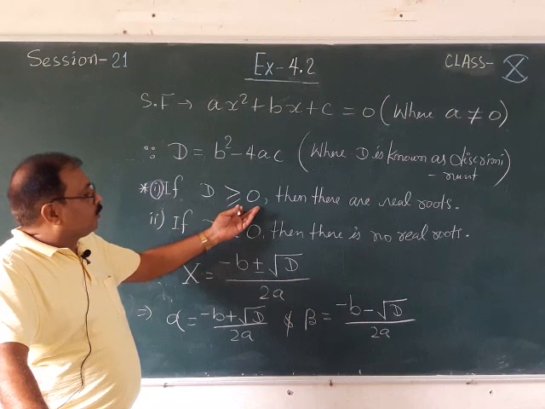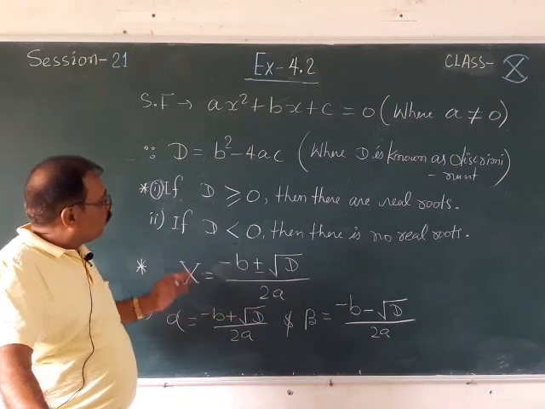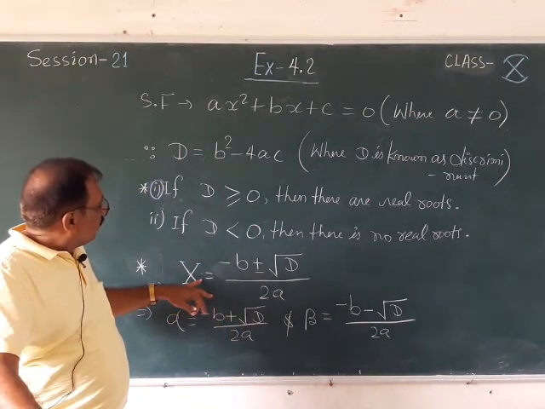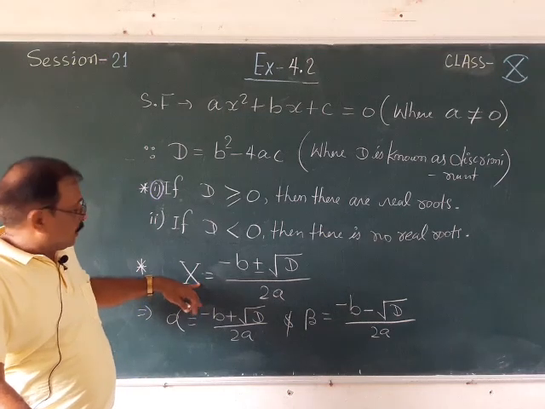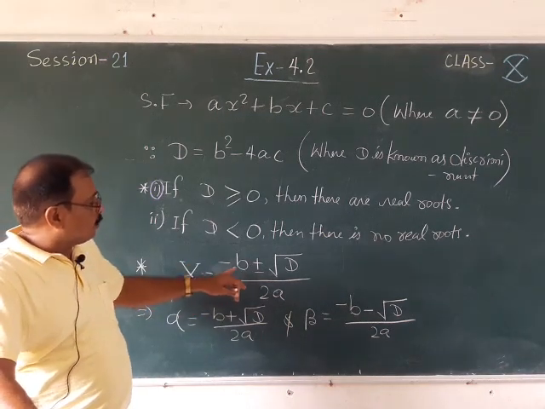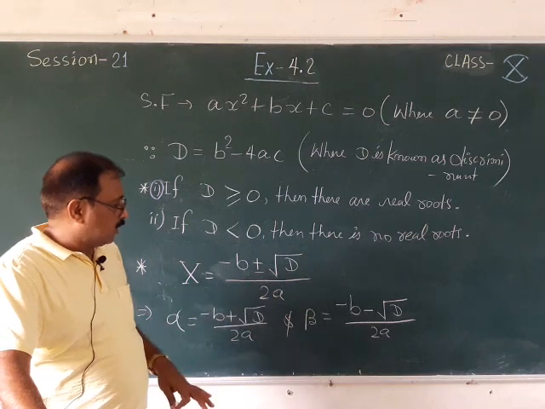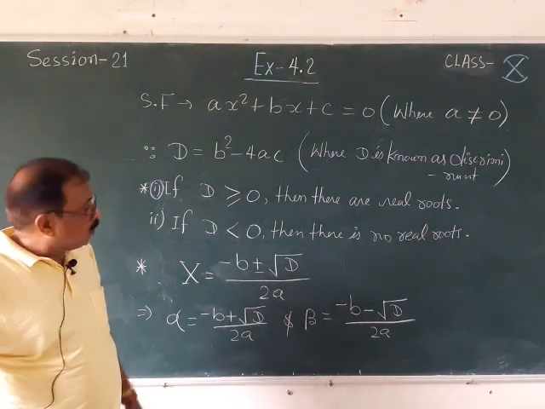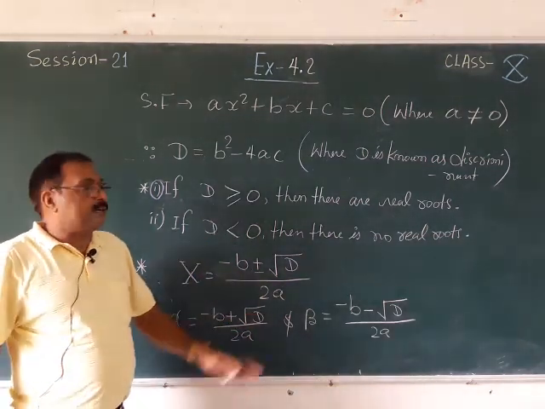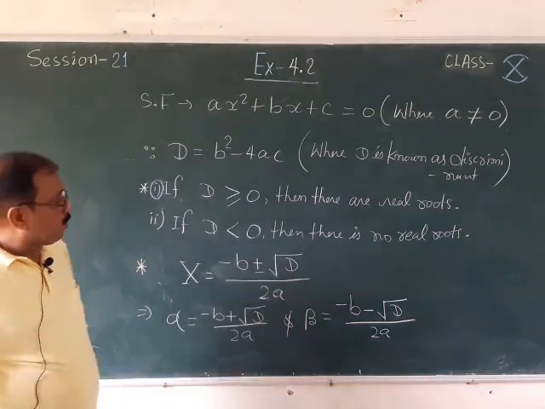If D is greater than or equal to 0, then you can find the values of alpha and beta, which are combinedly named as capital X. I have written it as capital X, that means minus b plus or minus root D by 2a. Now let us start the questions. These are the formulas, you just copy them down and learn them.